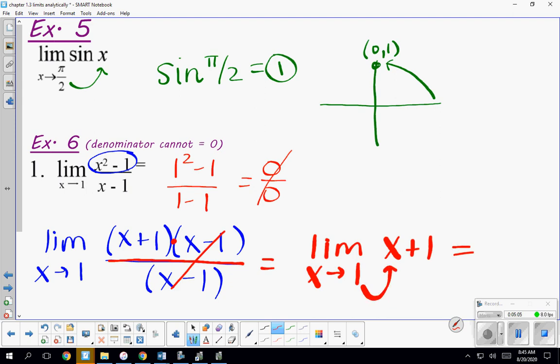So, direct substitution, 1 plus 1 is 2. So, just remember in the picture that we saw on the last slide, the graph of this is exactly the same as the graph of that, except there's a hole when x equals 1, because that's what makes the denominator equal to 0.